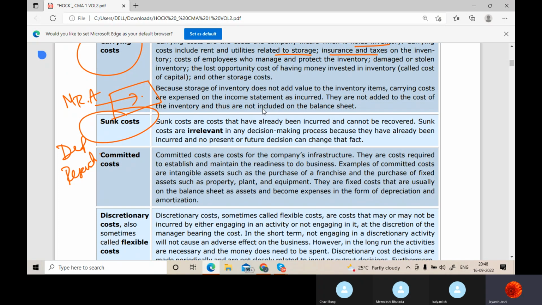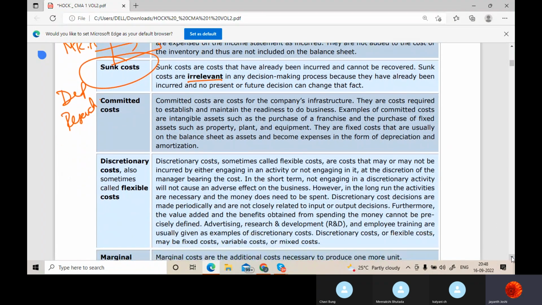So sunk costs are something like irrelevant ones. You need not worry about them, because why put a lot of stress on something which you have no way to control? Depreciation is going to happen at any cost. Whether you drive the car or you don't drive the car, depreciation is going to happen. That's the reason why they say don't invest your money in something which depreciates.